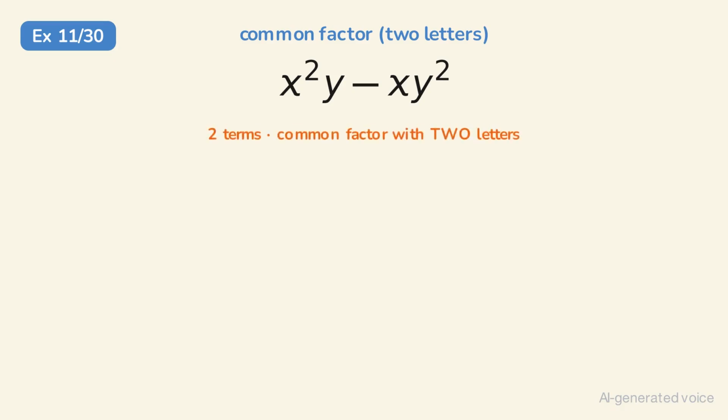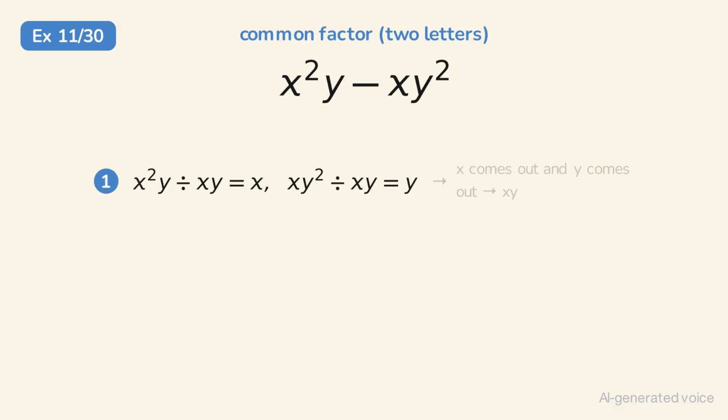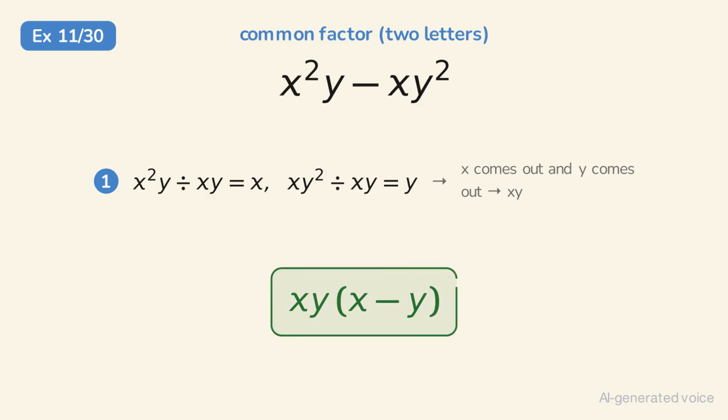2 terms, and notice that now 2 letters repeat. x is in both, and y is in both too. From each letter we take the lowest power, 1x and 1y. The common factor is xy. Now we divide. x squared y over xy is x, and xy squared over xy is y. So we get xy times x minus y.